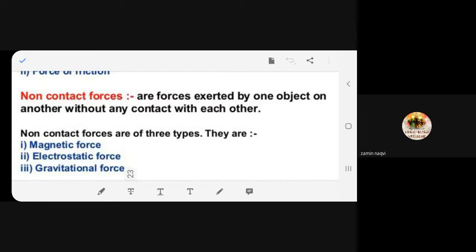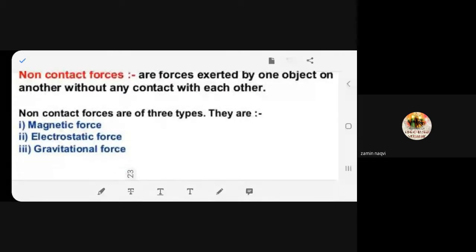Magnetic force, electrostatic force, and gravitational force.